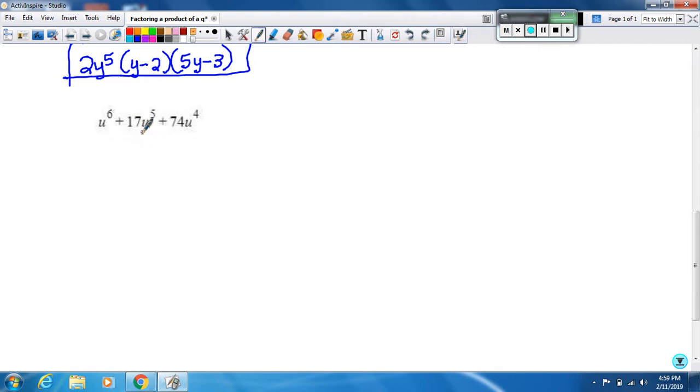On the next one, there's nothing I can divide the numbers all by, but for the u's, my smallest exponent is a 4. So I have 6 u's, but I took 4 out, so that's 2 left, plus sign. I've got a 17 and 5 u's, but I took 4 u's out, so that's a 17 and 1 u left, plus sign. I have 74 and 4 u's, but I took 4 u's out, so that's just a 74 left.